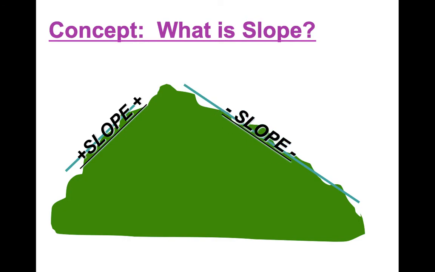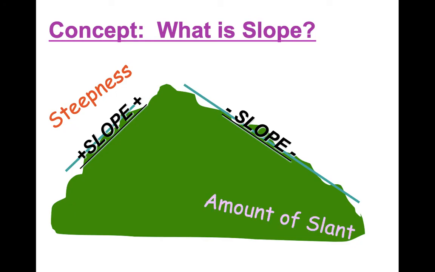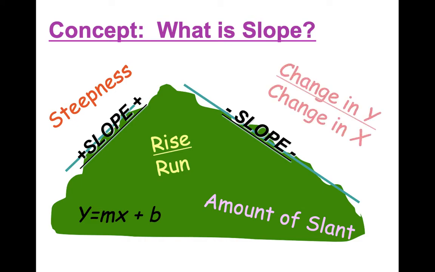Positive slope goes up, negative slope goes down. It measures the steepness of something or the amount of slant of it. And it is written y equals mx plus b, with the m as slope. Rise over run is another way to describe it, as the change in y over the change in x. So the change in how high or low you go, which could be positive if it rises, or negative if it drops. Over the run, positive if it goes this way, negative if it goes that way.